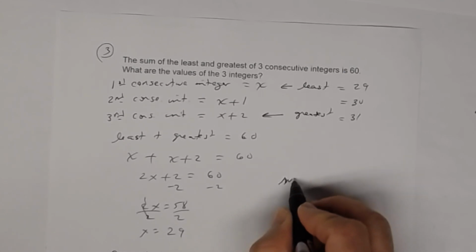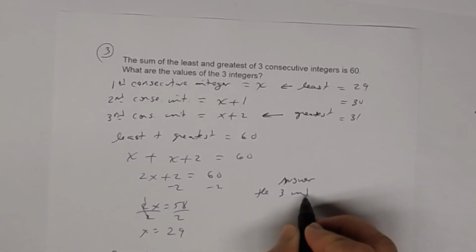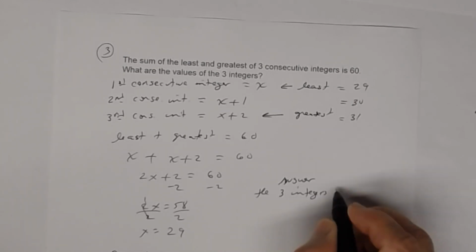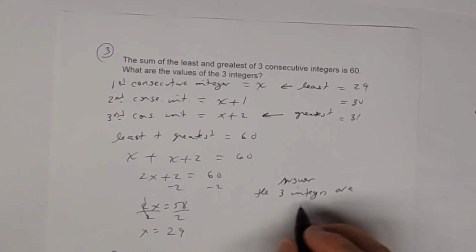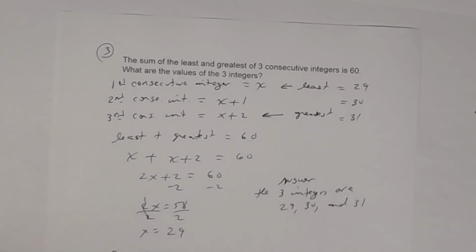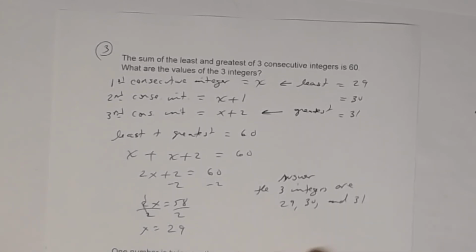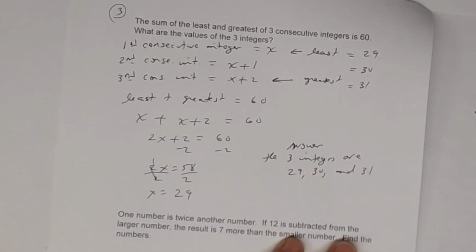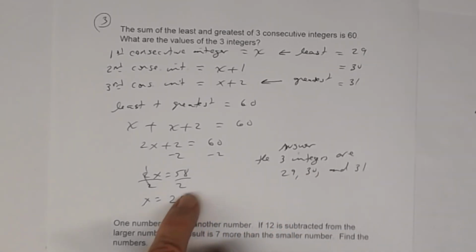So your answer, in a complete sentence, you're going to say the three integers are, and I love the word consecutive, but that's fine. The three integers are 29, 30, and 31. And if you add them up, you should get 60, right? 29 plus 30 plus 31, that is not 60. So something happened there. What do we do? Let's go back and fix this.